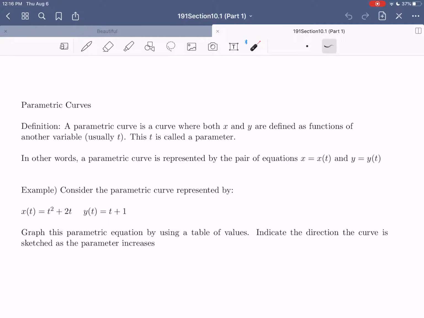So, in other words, a parametric curve is represented by a pair of equations, x equals x of t, y equals y of t. There has to be two expressions that you need to define a parametric curve. You need to explain how x is determined based on the parameter t, and how y is determined based on the parameter t. So, instead of relating y directly to x or x directly to y, we relate both variables, x and y, to a third variable, t, the parameter.